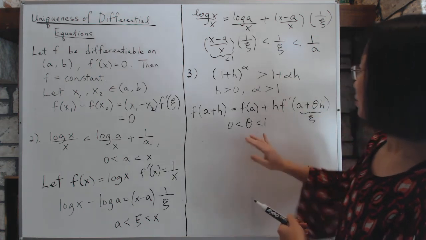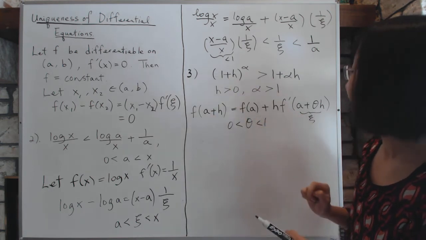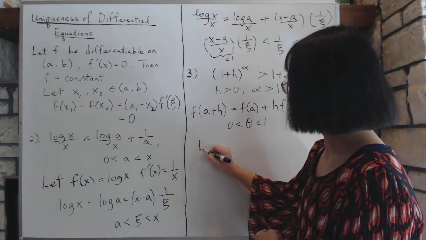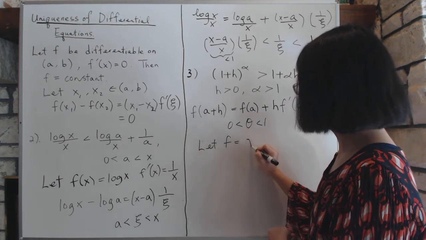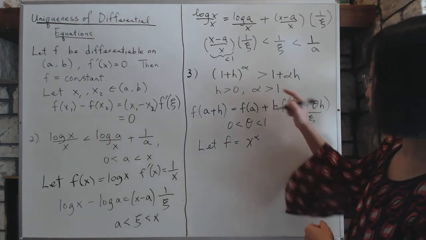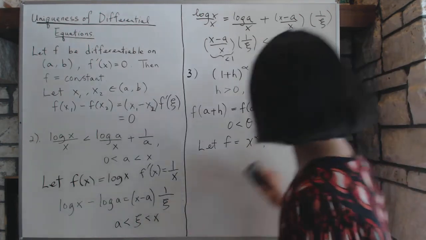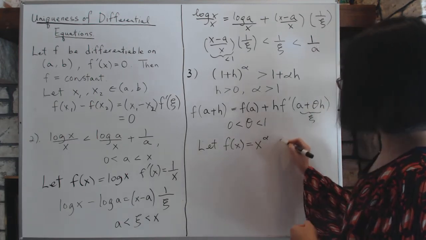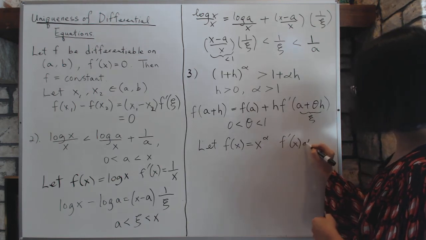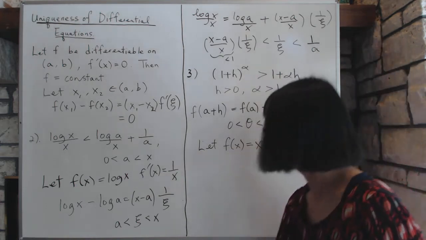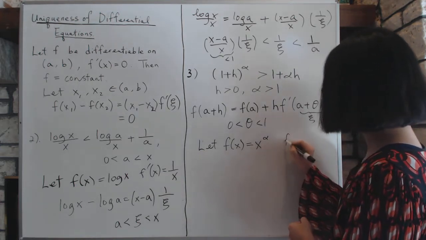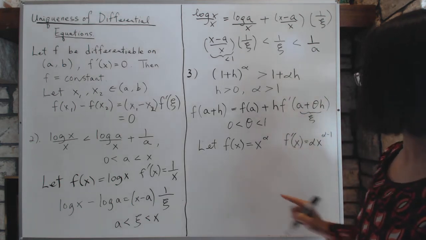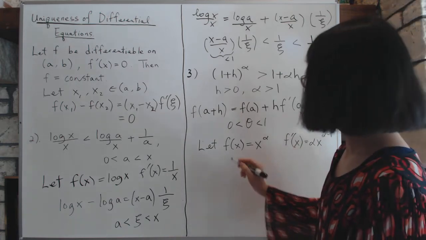The reason we want to write it this way is because this looks a lot closer to that, and that will make it easier for everything to come out very nicely. So, to prove this, define our function f. Let f of x equal x to the power alpha, and remember, alpha is bigger than 1. Then, of course, f prime of x is equal to alpha x to the power alpha minus 1. Standard differentiation formula.